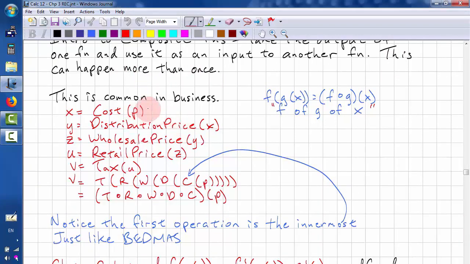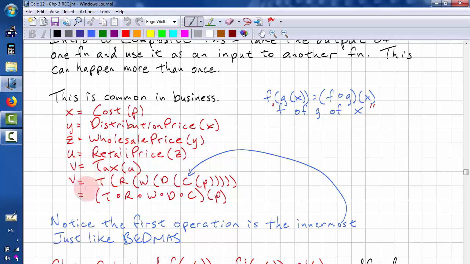A common use is in business. Suppose we have X equals cost of some product P. Then Y is the distribution price of that cost. Z is the wholesale price of that distribution price. Then U becomes the retail price of the wholesale price. Then we add tax on top.